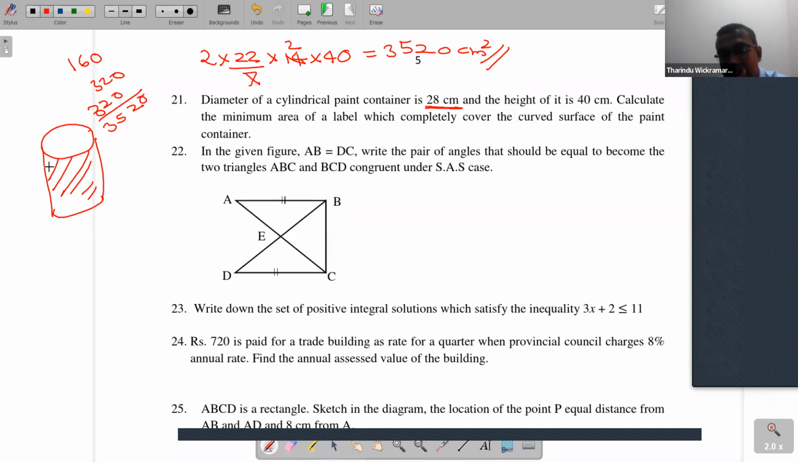So they should be congruent under the SAS case. AB is equal to DC. ABC and BCD. So the name itself suggests that BC is common. So BC is also another side. So what is the angle? They are asking for the angle. So this side is common now, so the angle should be the included angle. So angle ABC should be equal to angle BCD. It should always be the included angle.